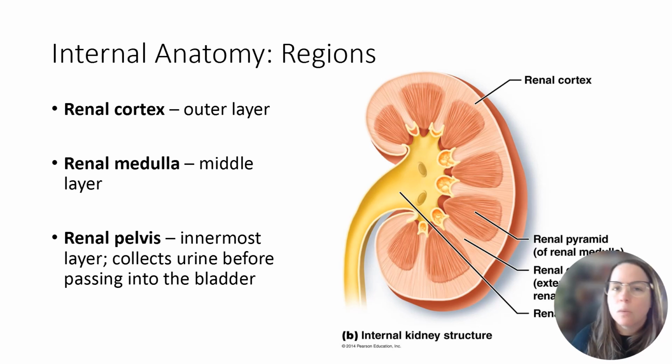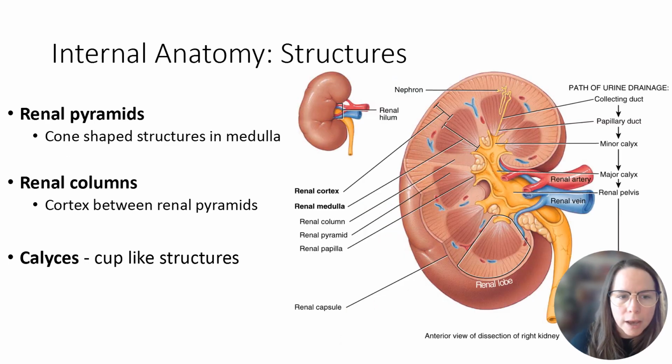And within each region, we're going to have different structures that we want to take a look at. Now, the ones that I want to bring to your attention first are the easiest to identify, which are these triangular structures called renal pyramids. These are the structures found within the medulla. And in between each renal pyramid, we have cortex. And that renal cortex that's found between each pyramid is called a renal column. A lobe of the kidney is considered one pyramid and the cortex on either side, so half of a column on either side. Each lobe is sort of an area within the kidney.